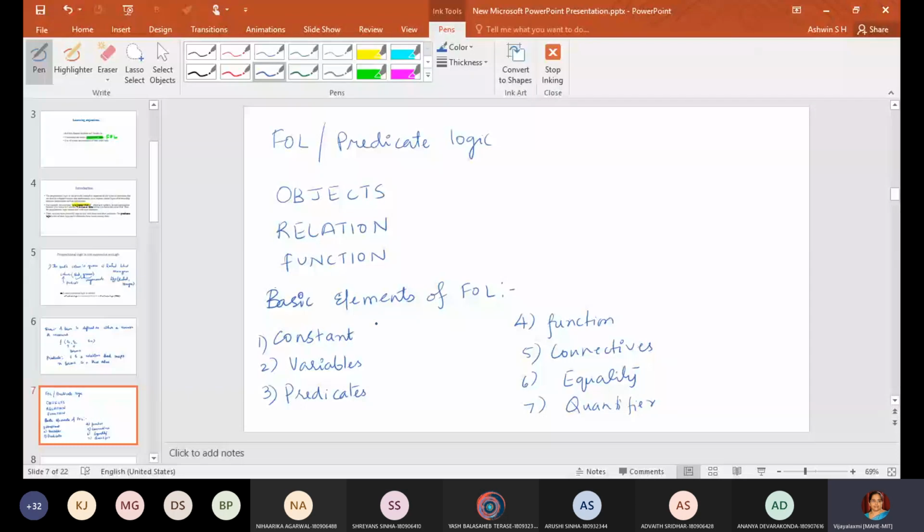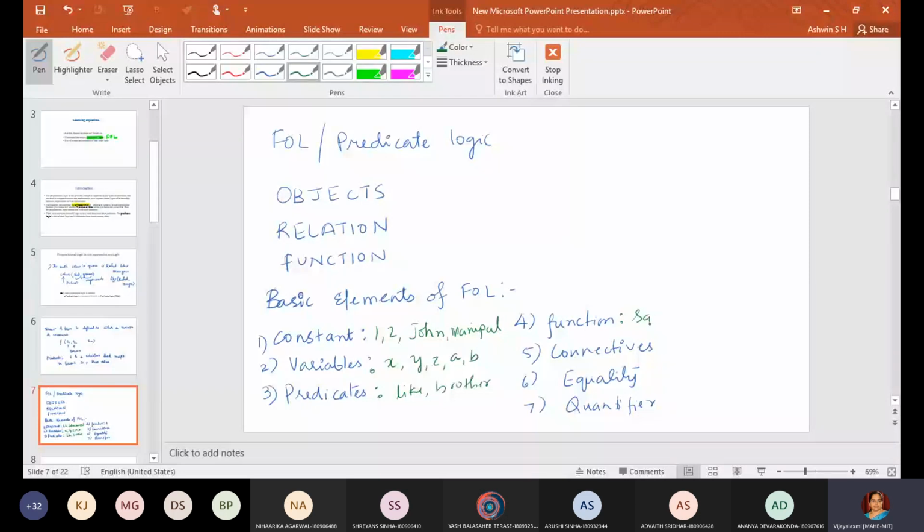First one is constant. The example could be 1, 2, or John, or Manipal. Okay, these are the examples which come under constant. Under variables, whatever you represent, X, Y, Z, A, B. Under predicates, you know already, like brother, in this way. Then under functions, it could be any function.